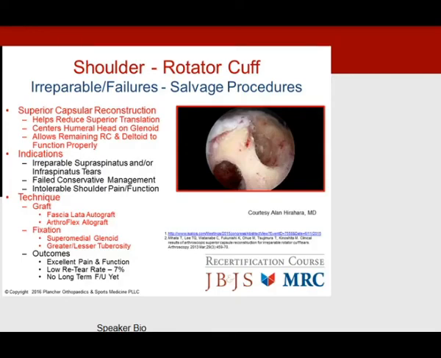Here you can see a superior capsular reconstruction is going to be a place when anchors were taken out of this humeral head in this young person. Indications for this are irreparable supraspinatus or infraspinatus tears, failed conservative treatment, and you can use perhaps an autograft or an allograft. Fixation is to the supramedial glenoid or the greater or lesser tuberosity, as reported short-term with low re-tear rates but no long-term follow-ups.